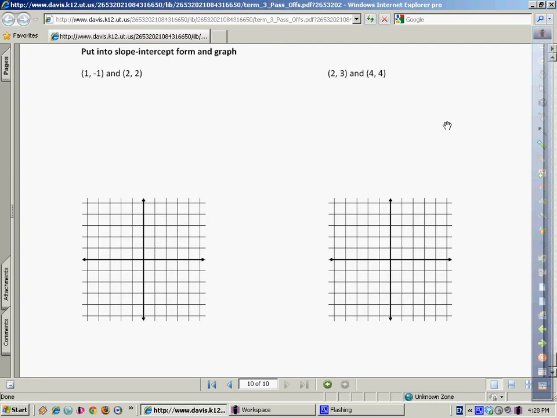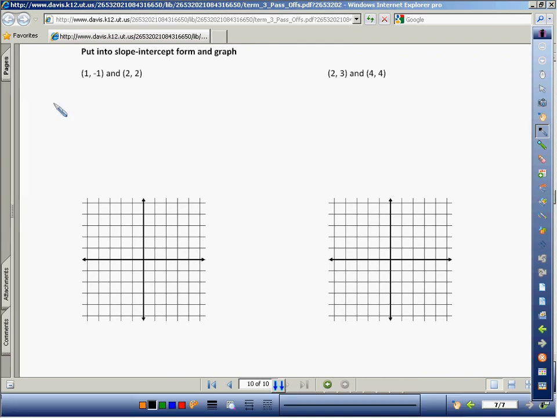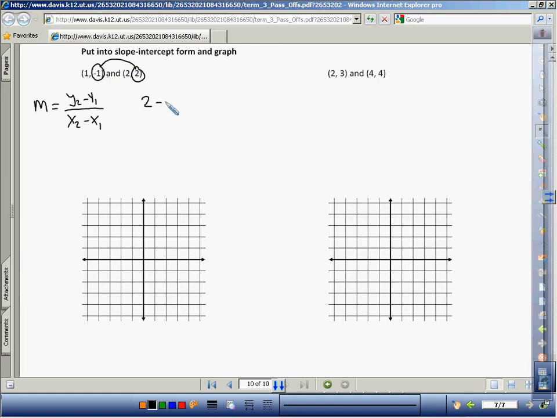The first thing we need to do is find slope. The formula for finding slope is, remember, m equals slope. We're going to take the second y and subtract it from the first y. And we're going to take the second x and subtract it from the first x. And you'll recall all I said was take this 2 and subtract it here. So I've got 2 minus negative 1. And then I take this one, subtract this one, 2 minus 1.